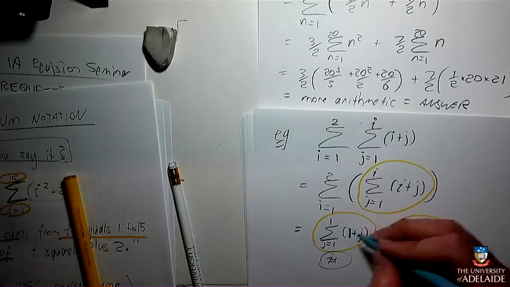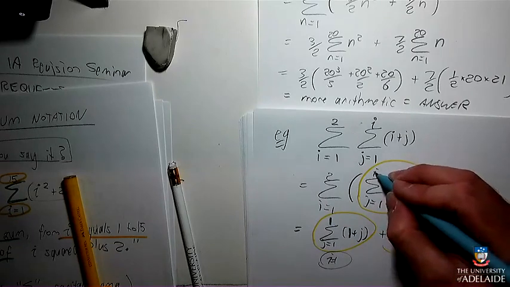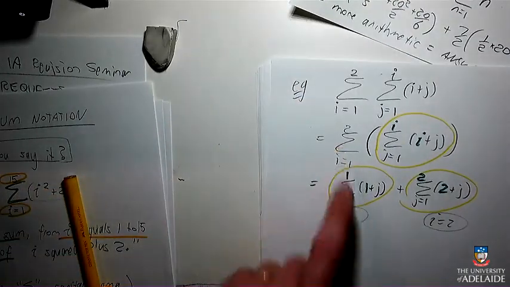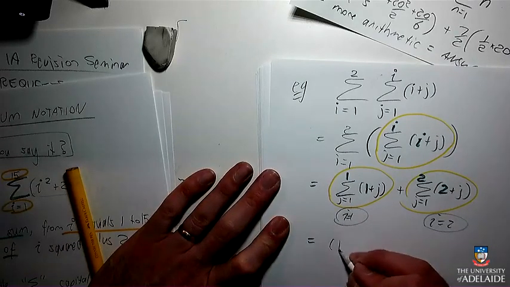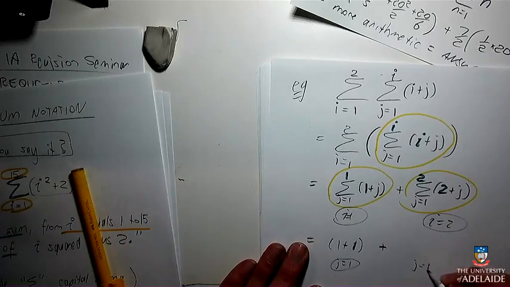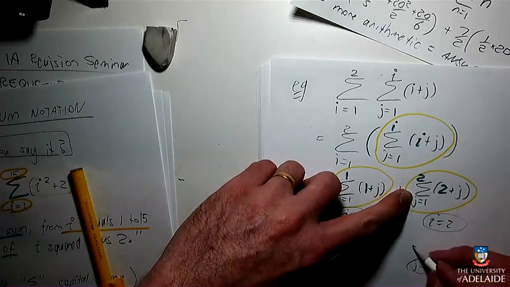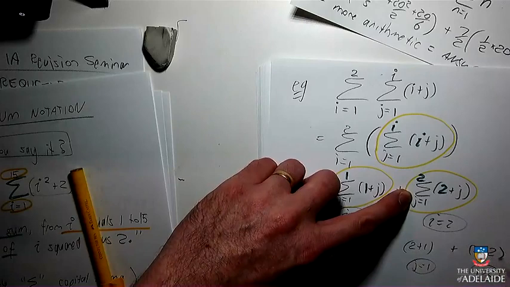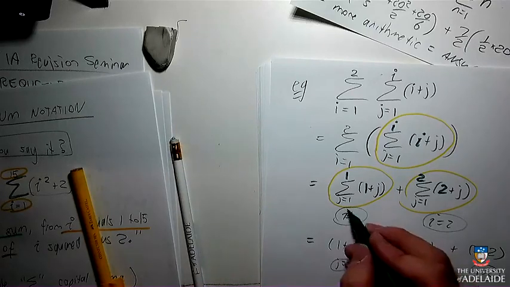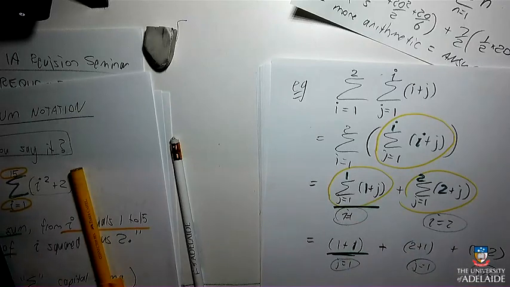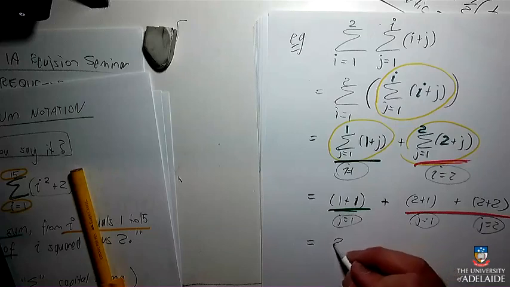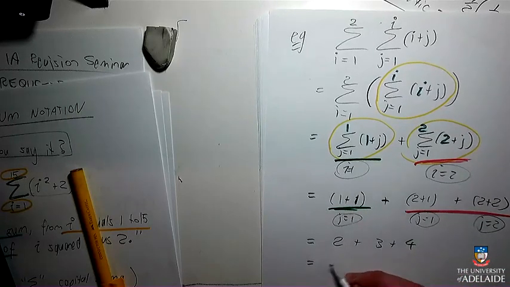And so this 1 here and this 2 here go with this i here. Right. And this is just from 1 to 1, well, that's just one number. So just this goes with j equals 1. And this one, well, I'll have j equals 1 and j equals 2. So let's see. When j equals 1, I get 2 plus 1. And when j equals 2, I get 2 plus 2. So just so you know, lots of colour coding today. This one is here, and this one is here. Okay. So we have 2 plus 3 plus 4, which is 9.